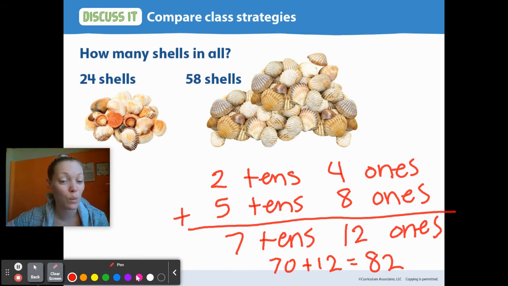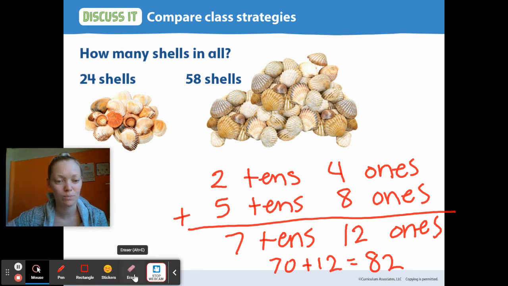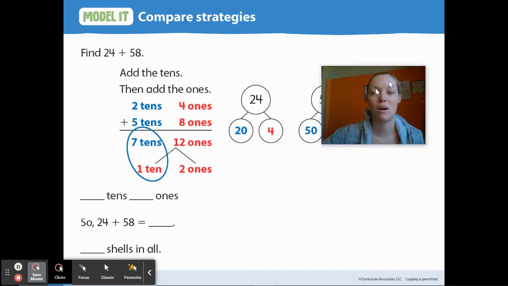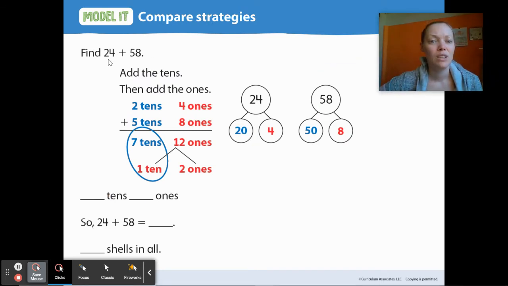Let's take a look at what the model says. What do they want us to try to do? What's the model? 24 plus 58. Oh, they actually did the strategy I just showed. It says add the 10s, then add the 1s.